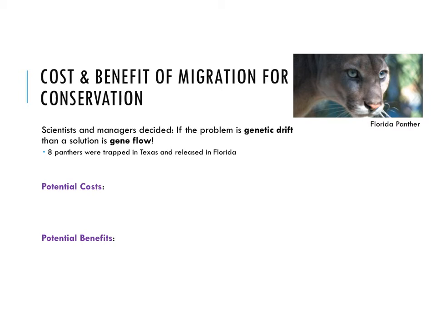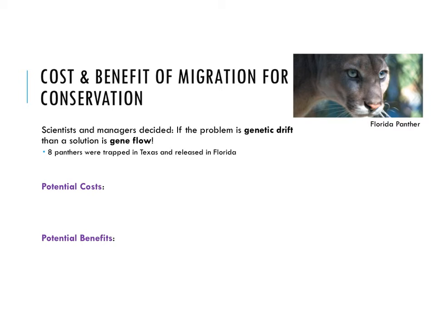All right, so moving on with this, here's the solution that scientists and then the managers came up with for the genetic drift problem, the lack of genetic diversity in the Florida Panther. They decided to try gene flow. So they brought in 8 panthers from Texas and released them in Florida to breed with the existing population of 30 panthers.